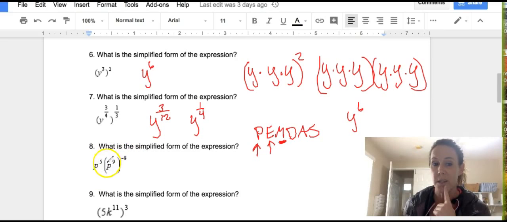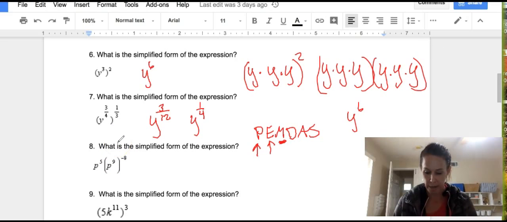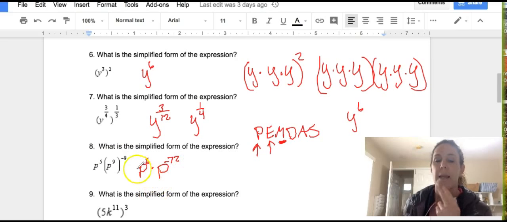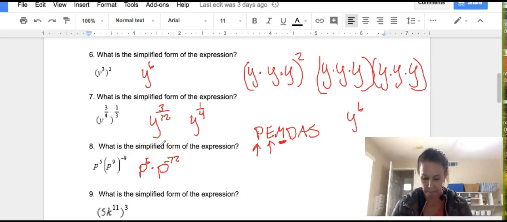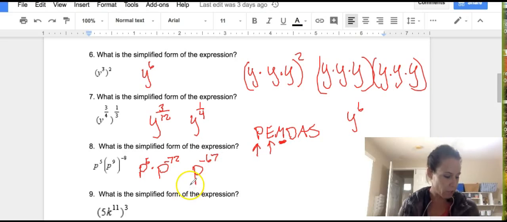So I've got to do this. So this is going to be p to the 9 times negative 8. Well, 9 times negative 8, I'm going to get negative 72. So this is going to be p to the 5th times, I'm doing this property, p to the negative 72. Now that I've done this with my order of operations, I've done my parentheses and my exponent, now I do my multiplying. So my multiplying is same base, add exponents. So I'm just going to go 5 minus 72, or 5 plus negative 72, and that's going to give me p to the negative 67 power, and you're finished.